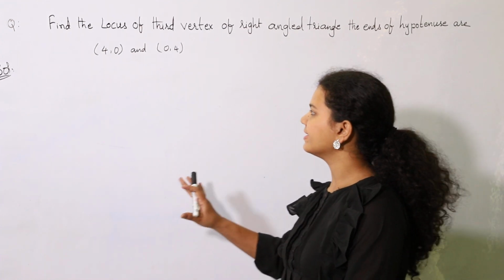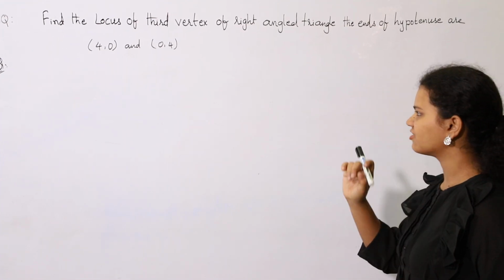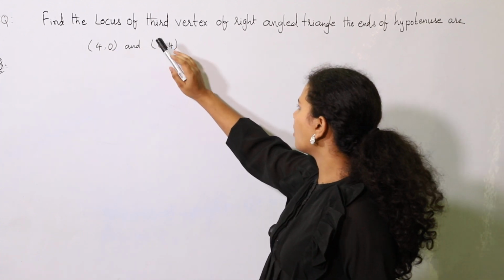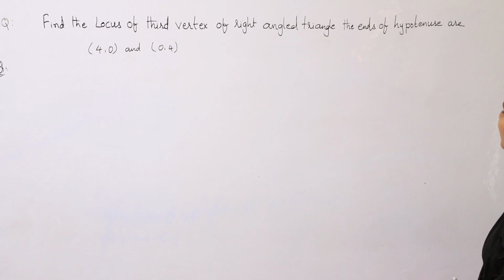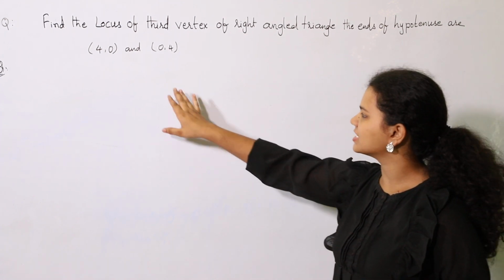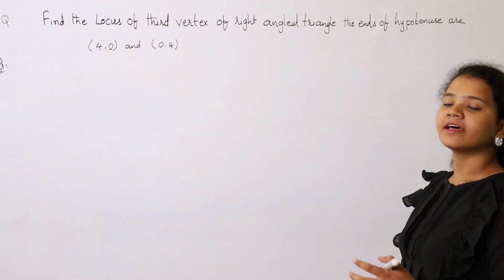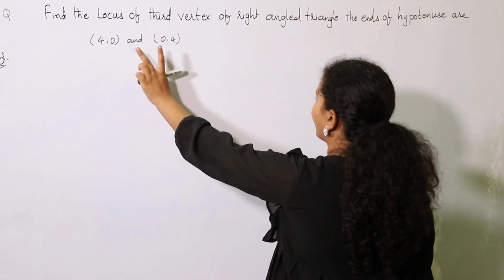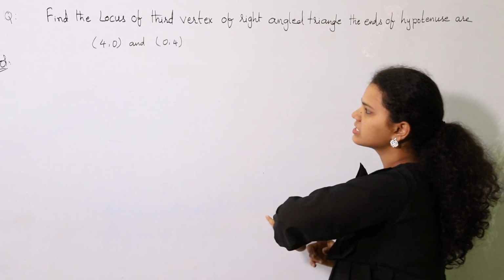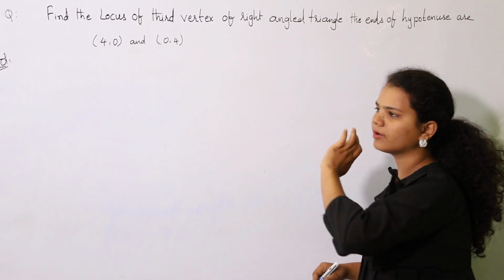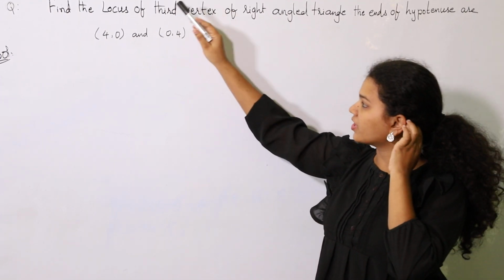Okay guys, so here you have the next important question from Maths 1b: find the locus of the third vertex of a right angled triangle. The ends of the hypotenuse are (4, 0) and (0, 4). They have given two vertices, (4, 0) and (0, 4), and we need to find the locus of the third vertex.